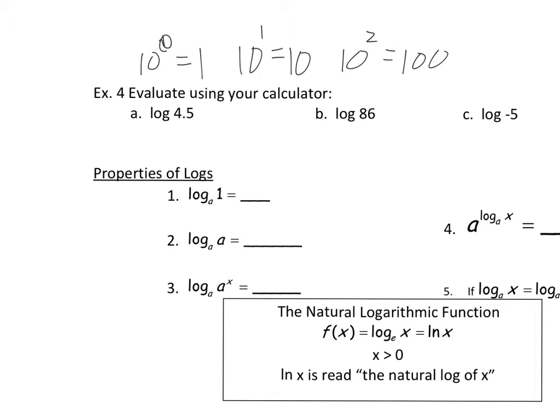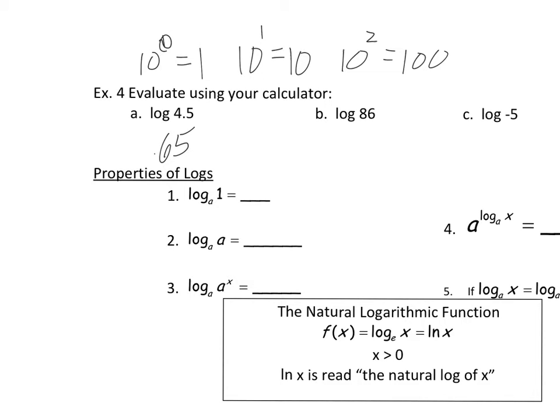And now we're saying here, 10 to what power gives us 4.5? We want to know the power that equals 4.5. Well, 4.5 is between 1 and 10, so therefore log 4.5 is going to be somewhere between 0 and 1. Plug it in our calculator, we get about 0.65.